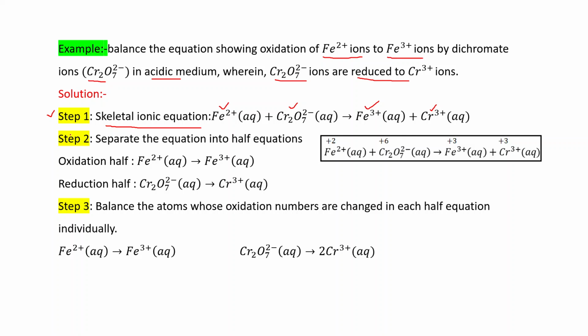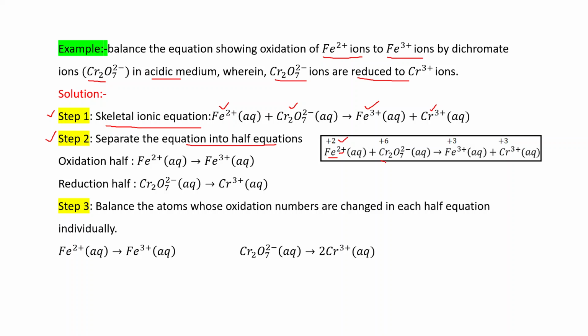Now the reactants are Fe2+ and dichromate ion, and the products are Fe3+ and Cr3+. Clear? Now step 2, separate the equation into two half equations. To separate into oxidation half equation and reduction half equation, first of all we have to find out the oxidation number of each atom. Then we have to see the change in oxidation number. So in case of Fe2+, the oxidation number of iron is +2 because this is a monoatomic ion and the charge on a monoatomic ion is equal to its oxidation number.